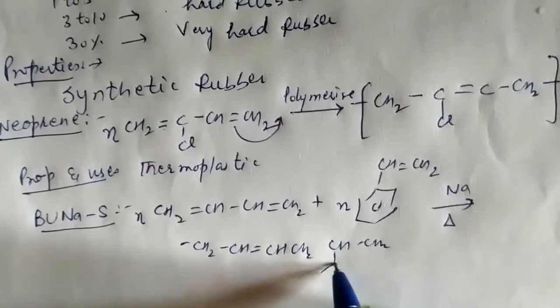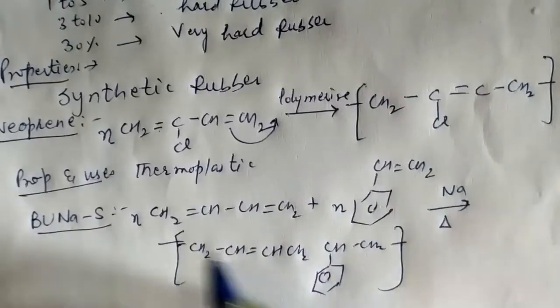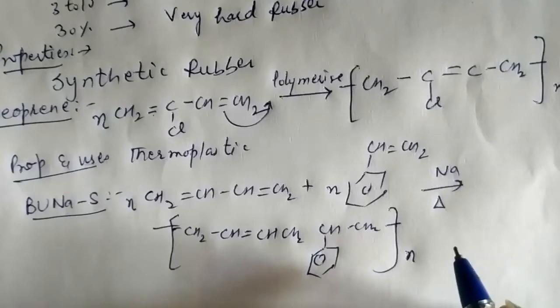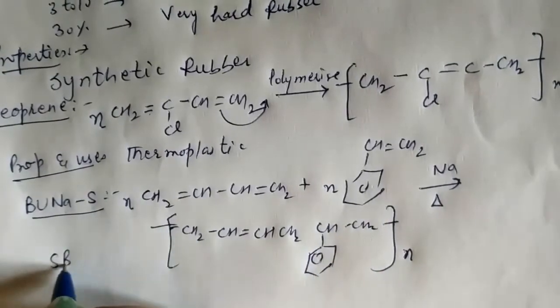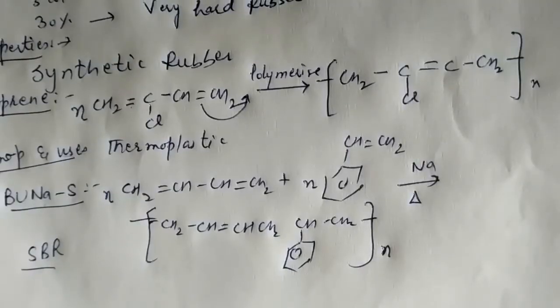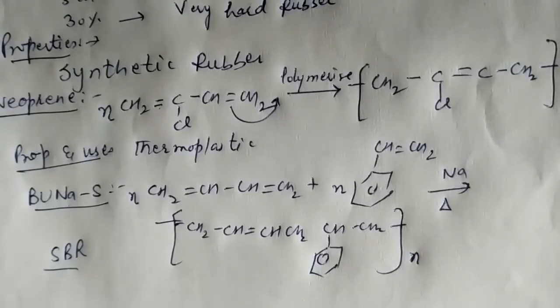So what are the properties and the uses of this Buna-S rubber? Buna-S rubber is a synthetic polymer known as SBR, styrene butadiene rubber. It is quite tough, less tensile than natural rubber. Coming to its uses: it is used in the manufacturing of tires for automobiles, for making rubber soles, belts, hoses and tiles, floor tiles.